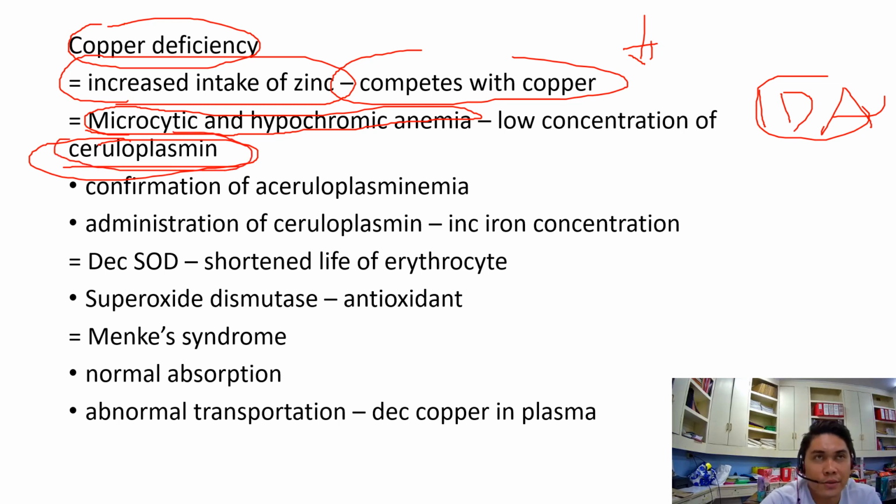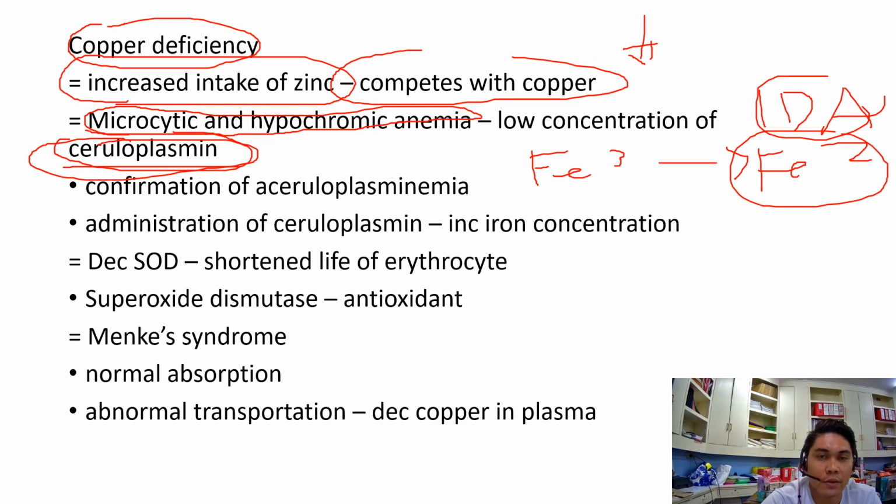Now, ceruloplasmin is important in the conversion of Fe3 to Fe2. What is used by our cells in the formation of red blood cells is Fe2. So in conditions with low ceruloplasmin, you have decreased Fe2 concentration, because ceruloplasmin is important in the conversion of Fe3 to Fe2.